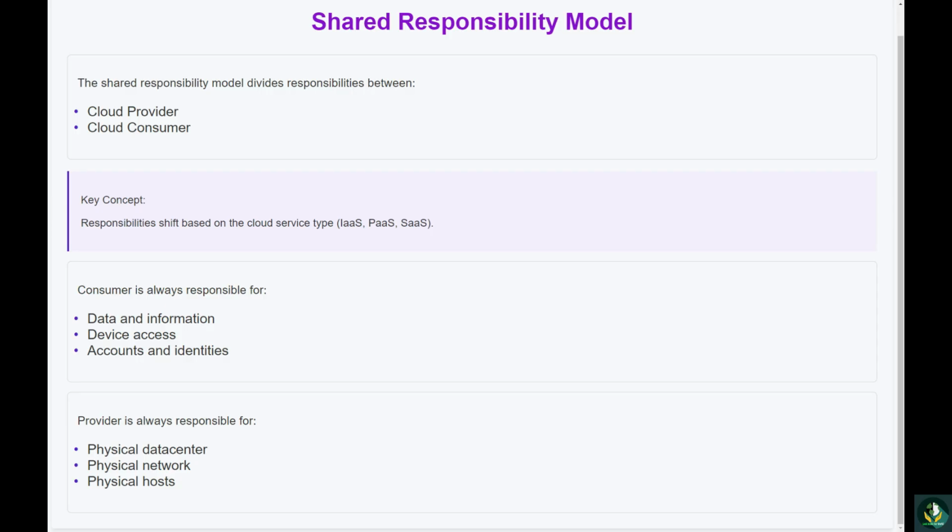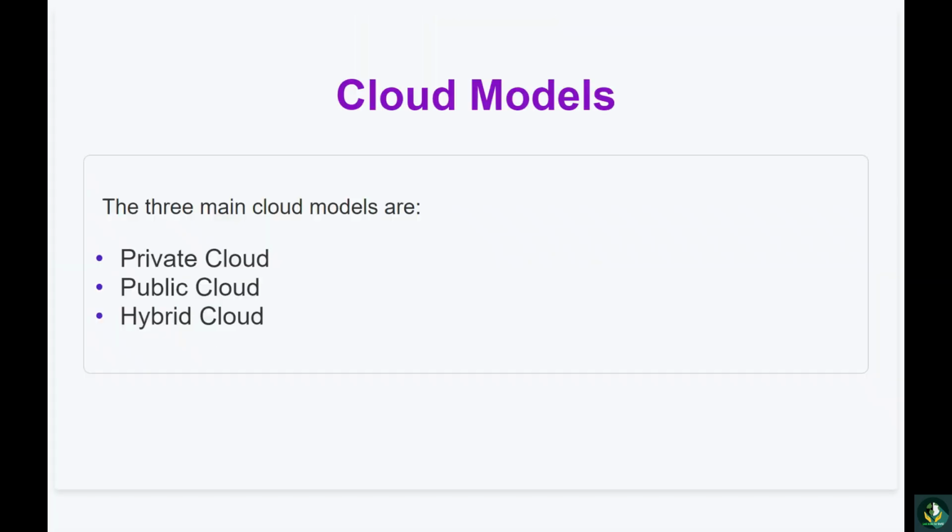Cloud models form the foundation of modern IT infrastructure, defining how businesses deploy and manage their computing resources. These models offer varying levels of control, flexibility, and cost-effectiveness, catering to diverse organizational needs. At the core, we have three primary cloud models: private, public, and hybrid. Each model presents unique characteristics and benefits, shaping the way organizations approach their cloud strategy.